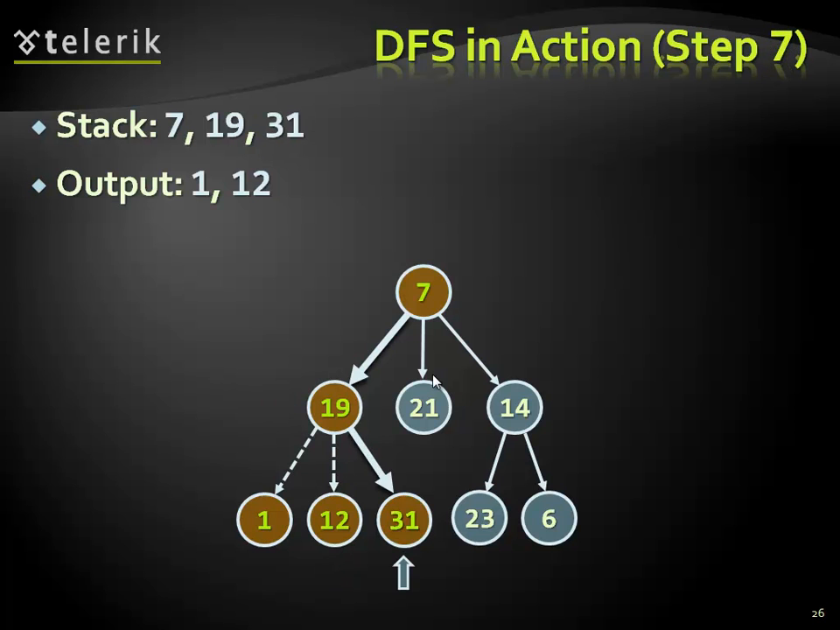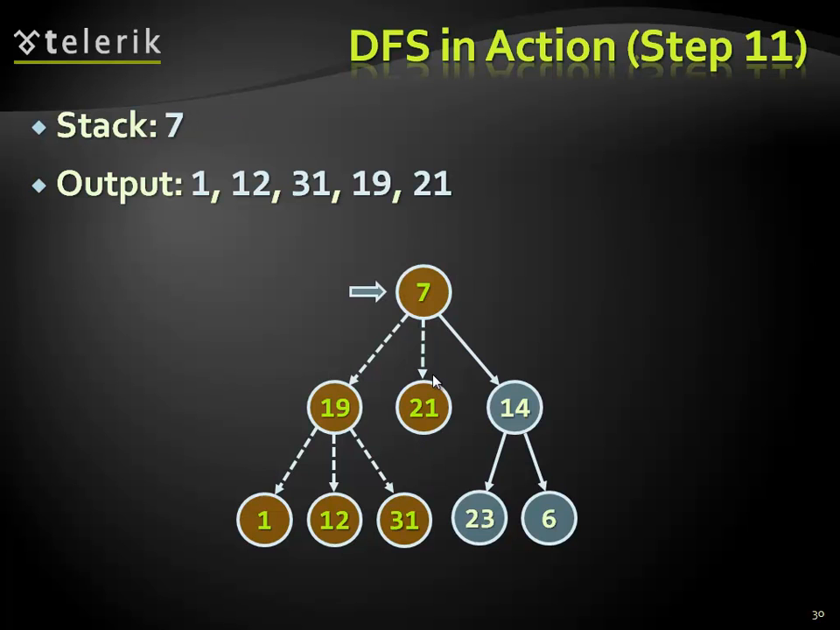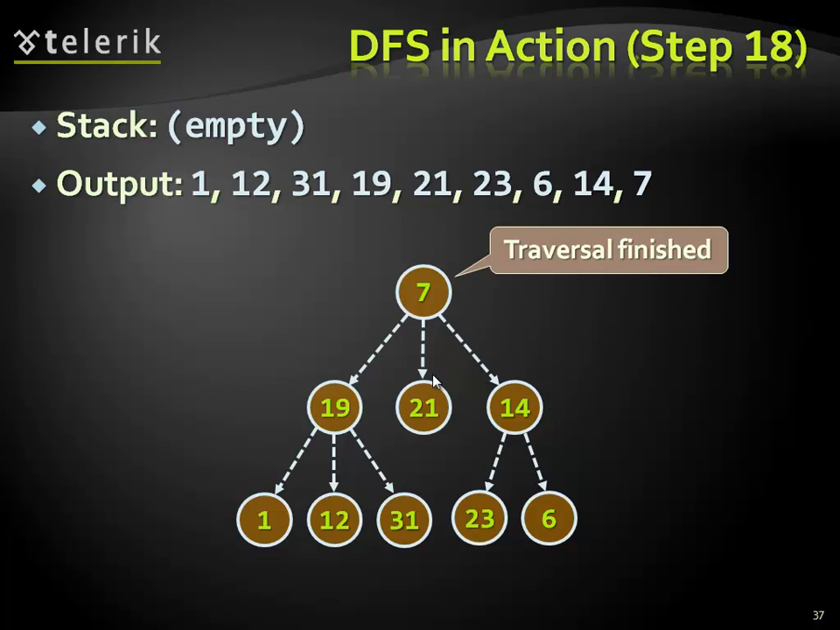Then we go to 31. Pop out 31. Pop out 19. Then go from 7 to 21. Then pop out 21. Then 14, 23, back to 14 again, 6, and that's it. Pop out 6 at the last step. And eventually pop out 7 until you pop out all your stack. So that's basically the output, how we visited it: 1, 12, 31, then 19, 21, then 7, and things like that. Okay, so that's one type of traversal with DFS.